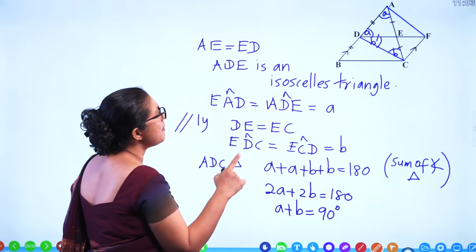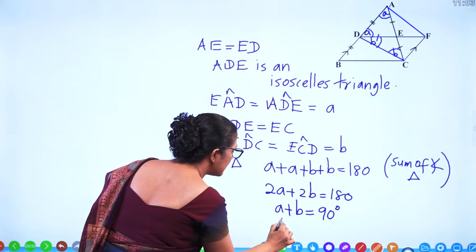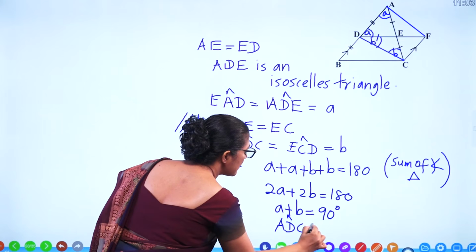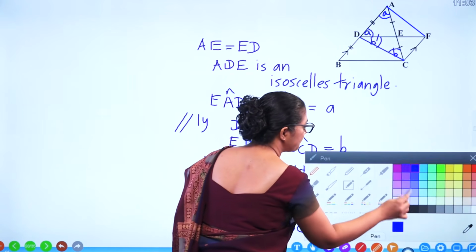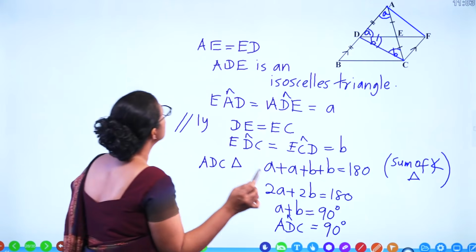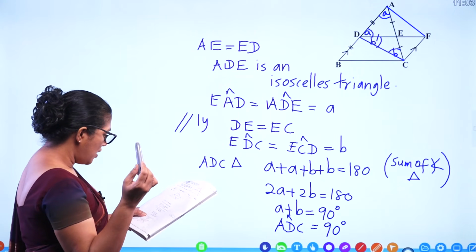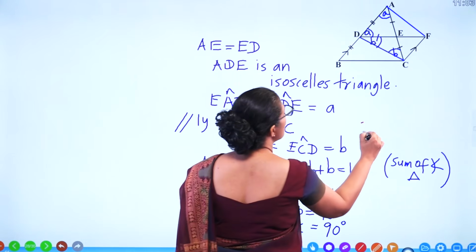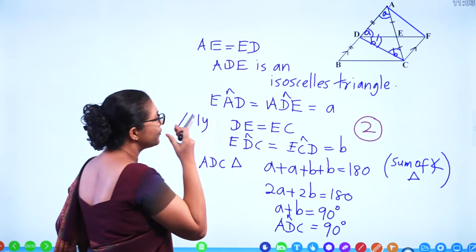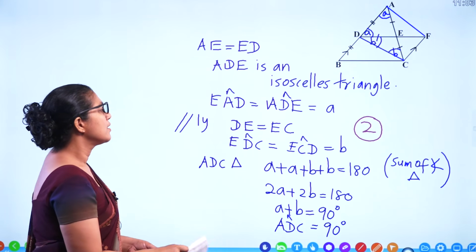What is A plus B? Can you see this is ADC angle? So ADC angle is 90 degrees. So that's the last part. So for this proof you are getting only 2 marks. So 2 marks for the whole thing. So that's altogether 10 marks for this question.